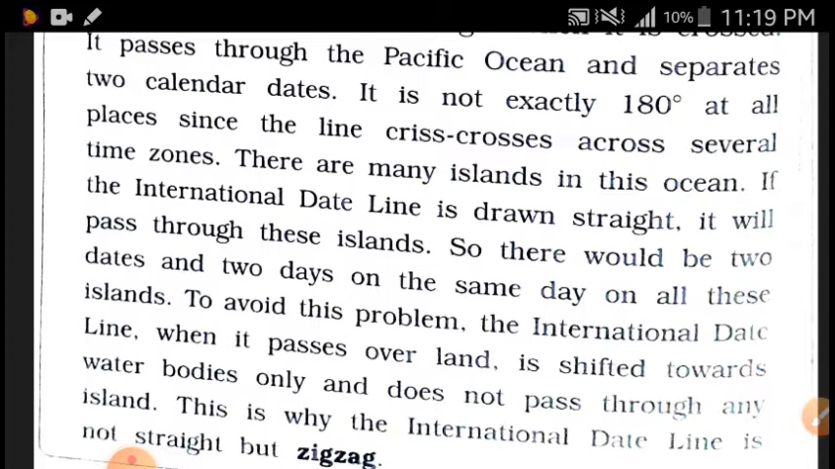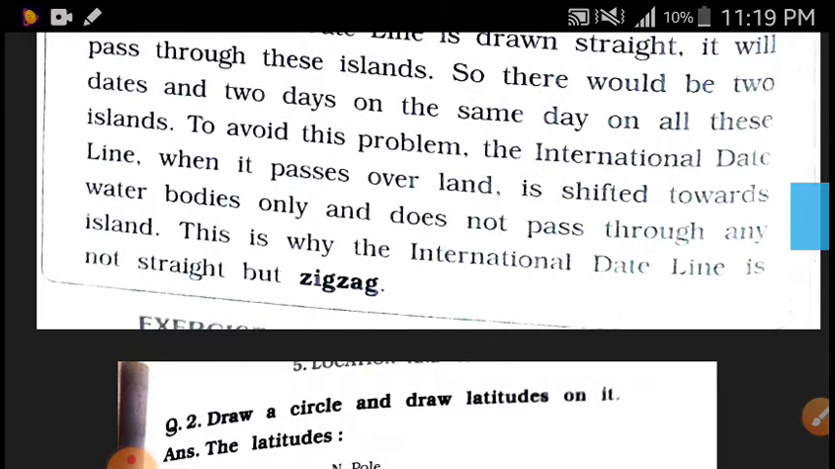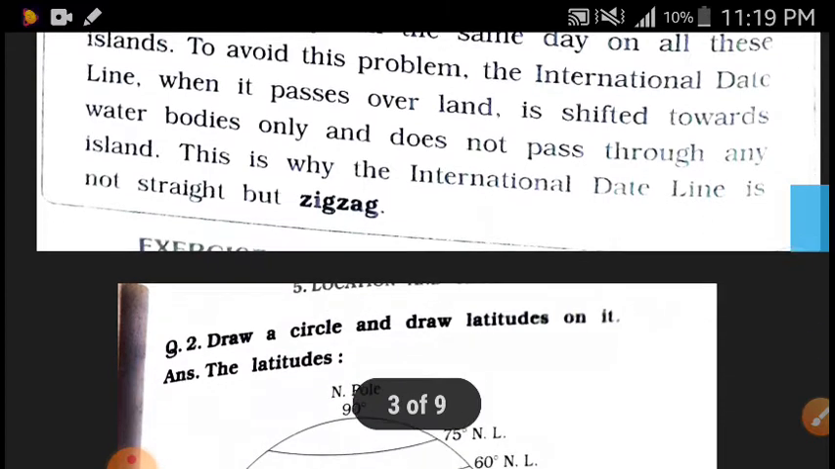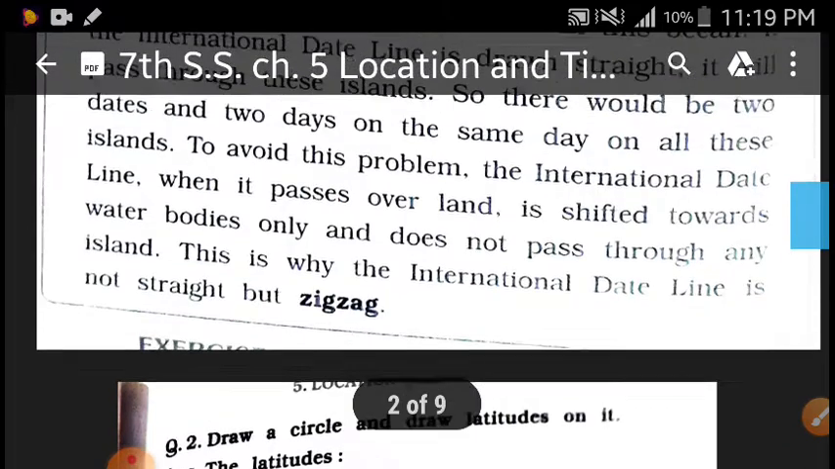So the international date line moves in the oceans only, so that the date and day of any particular island or country will be the same. This is why the international date line is not straight, but zigzag. So that is what is given in the detail of the international date line.